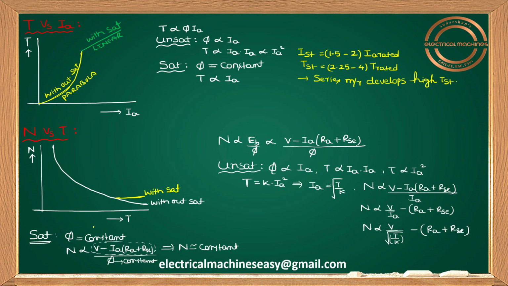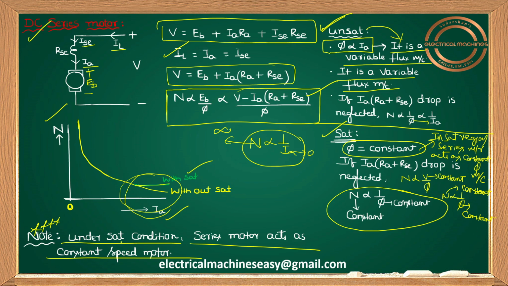And one more thing, guys: I told you that under the saturation region, the series motor acts as a constant speed motor, no doubt in that. But generally, you should think about the unsaturated region. Generally, a series motor is a variable speed motor.